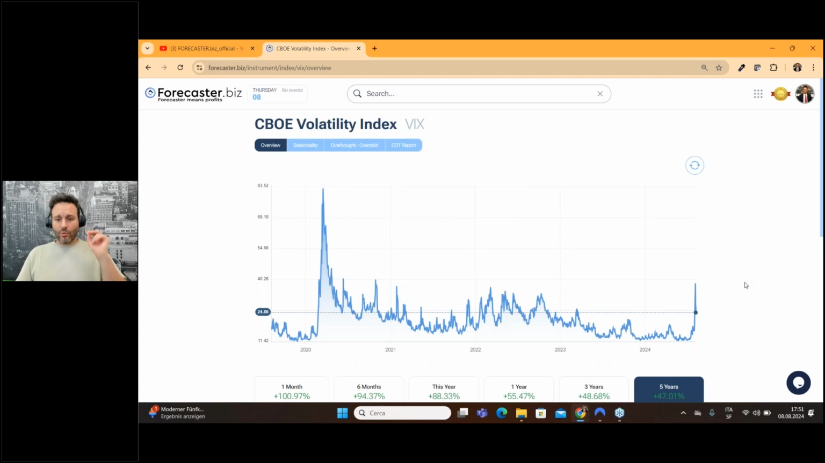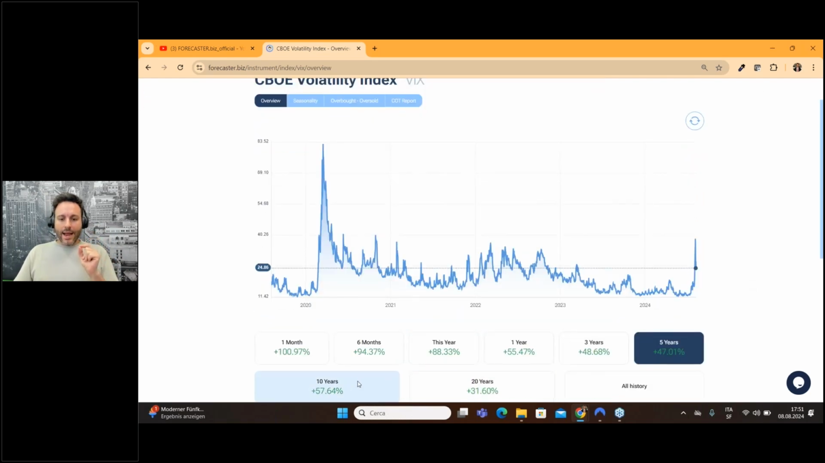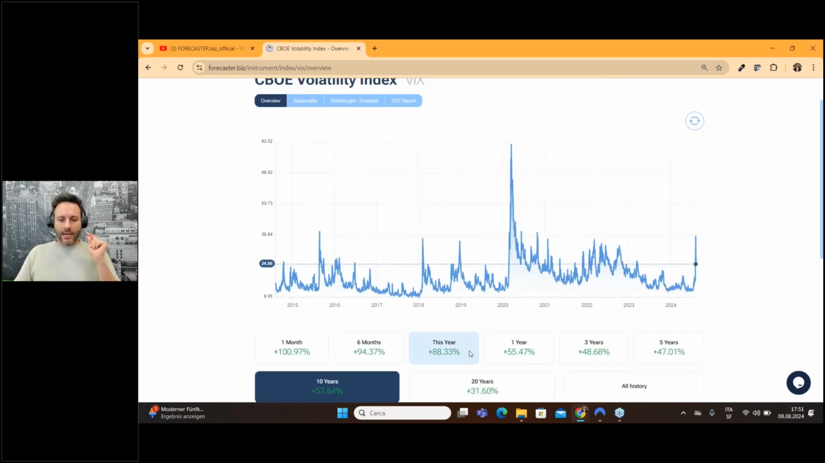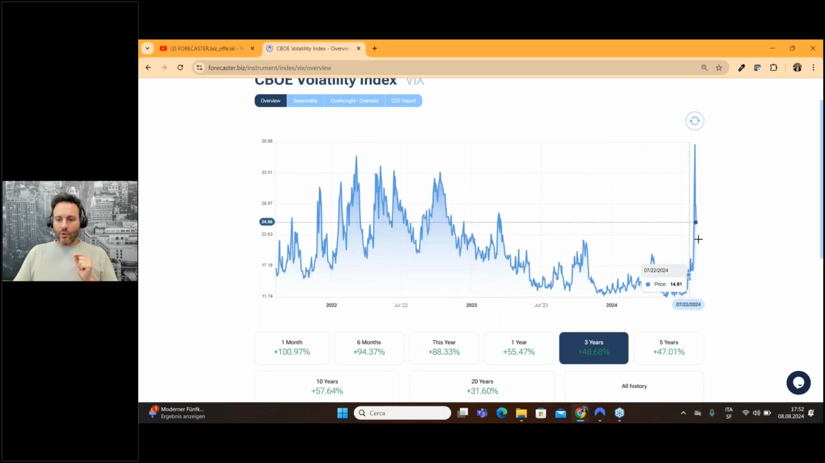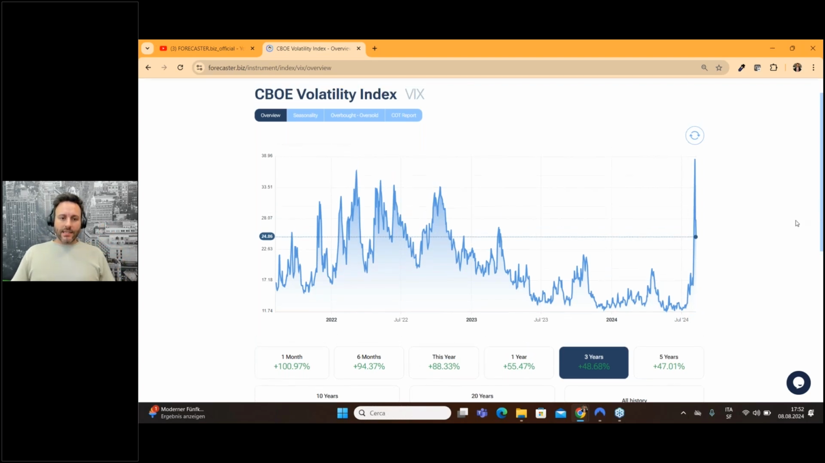What's important to understand is that, historically speaking, when we have a huge spike in volatility like the one we had in the last days, the drop in prices for the S&P 500 is probably a correction.